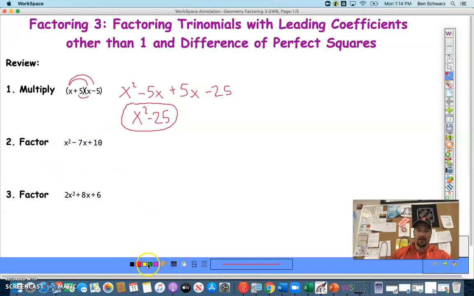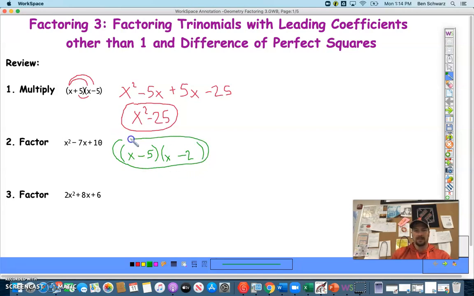All right, next review problem we went over the last time. We have x squared minus 7x plus 10. So like we said, make your parentheses with x in this case. Your signs, you got a plus here, you got a minus here, so these both need to be negative. Factors of 10 that can add to get you negative 7 would be negative 5 and negative 2.